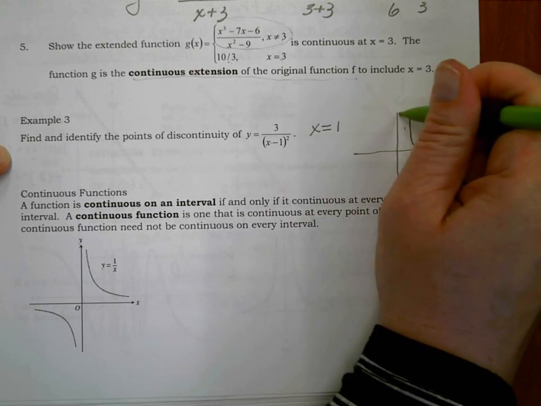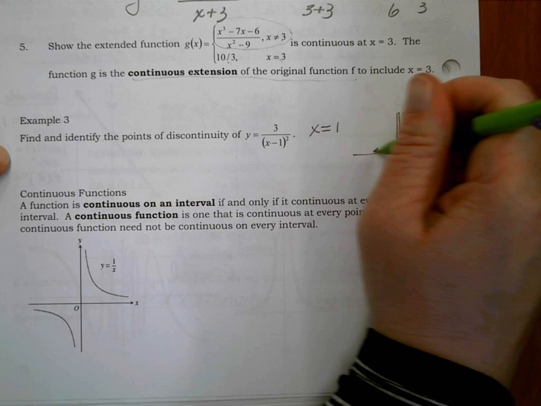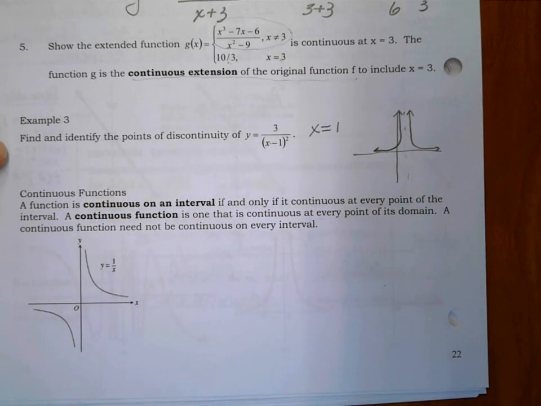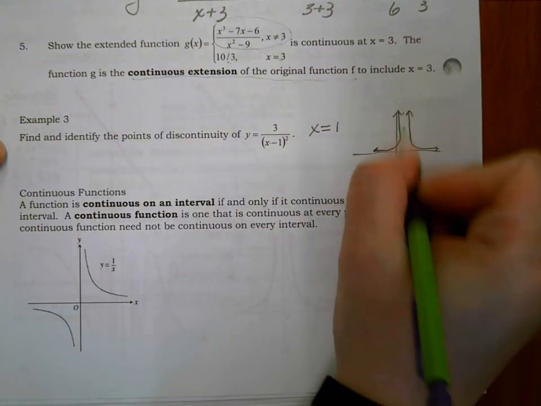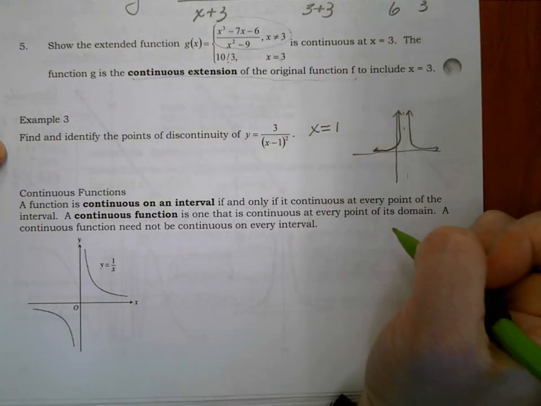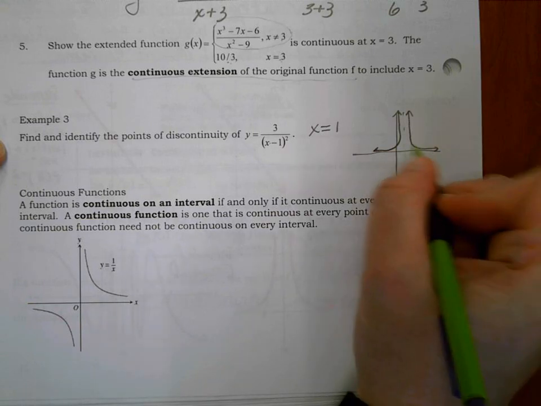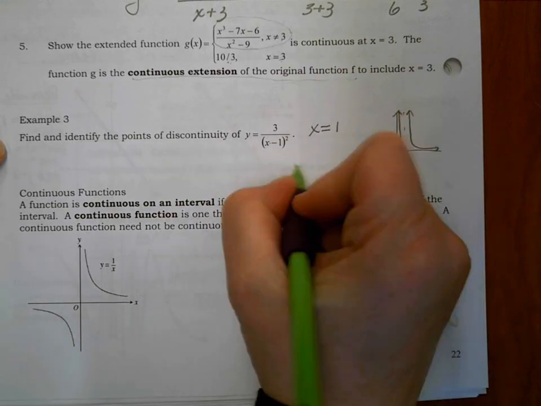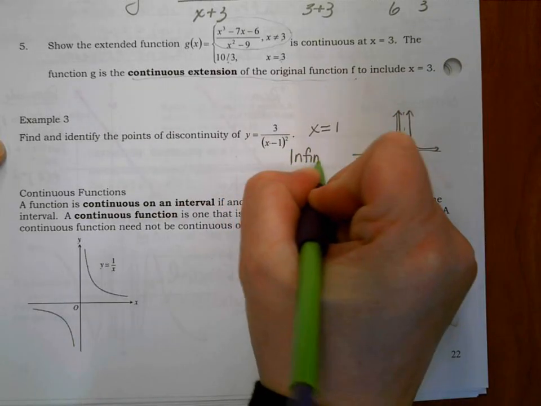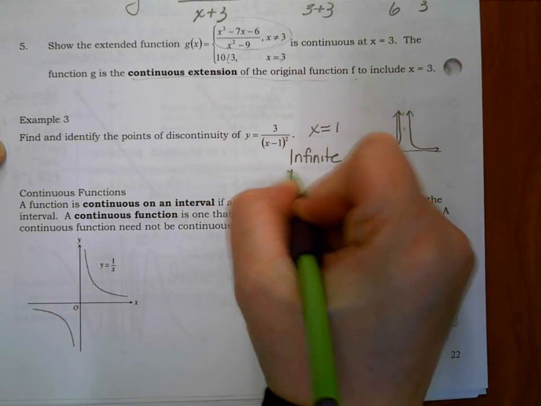I happen to know the shape of this one. It looks like this. It's called the inverse square curve. So if I looked at the graph, I would see at 1 that I have vertical asymptotes, right? So the limit as I approach 1 from the left and the right is infinity. So this is a vertical asymptote, so this is an infinite discontinuity.